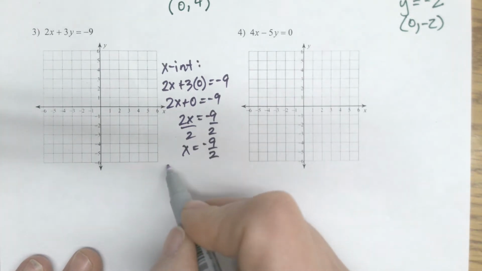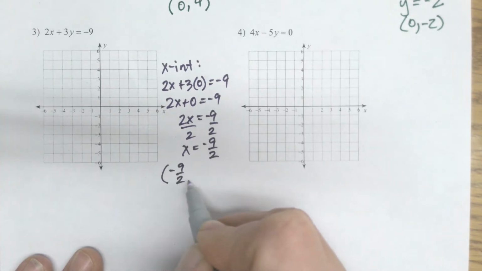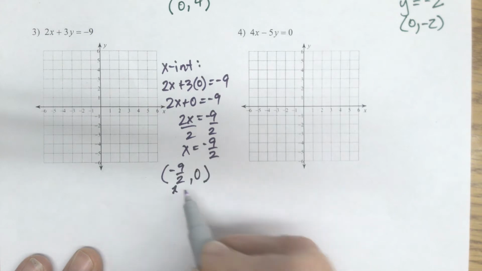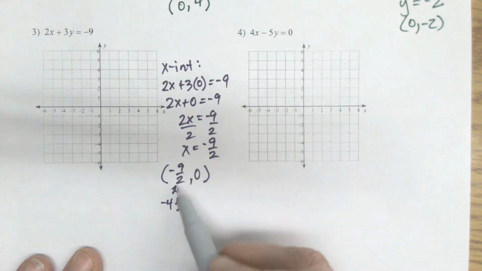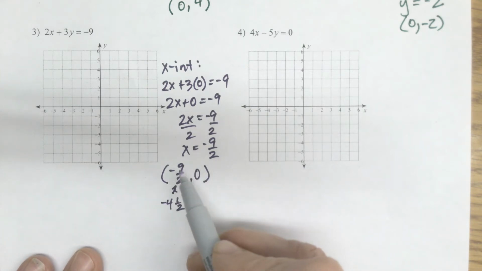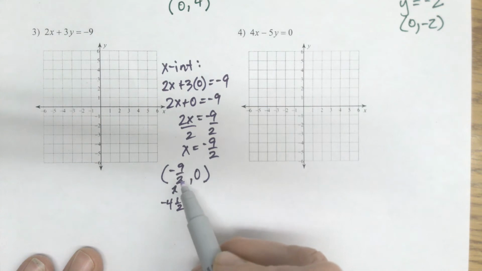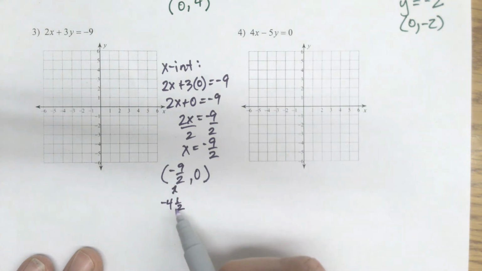So this is a point, negative 9 halves, comma 0. Well, what is that? Where is that? That's actually negative 4 and a half, and we can come up with this a couple different ways. I could plug it in my calculator, 9 fraction key 2, and hit equals. It'll put it in that form.